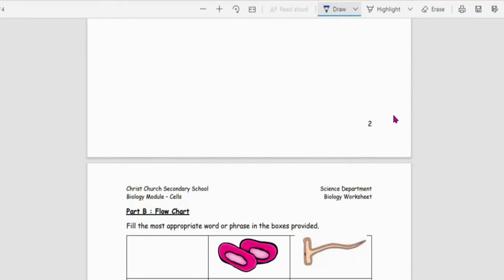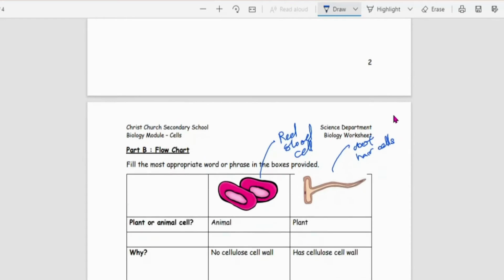Looking at the diagrams here, this is actually very straightforward. You realize these two diagrams are quite clear cut. You must be able to identify quickly. This is actually your red blood cell. This is actually your root hair cell. In the previous worksheet, we actually talked about cells that undergo specialization, differentiating. This can be found in a plant, animal, because the red blood cell. This can be found in a plant. This is your root hair cells.